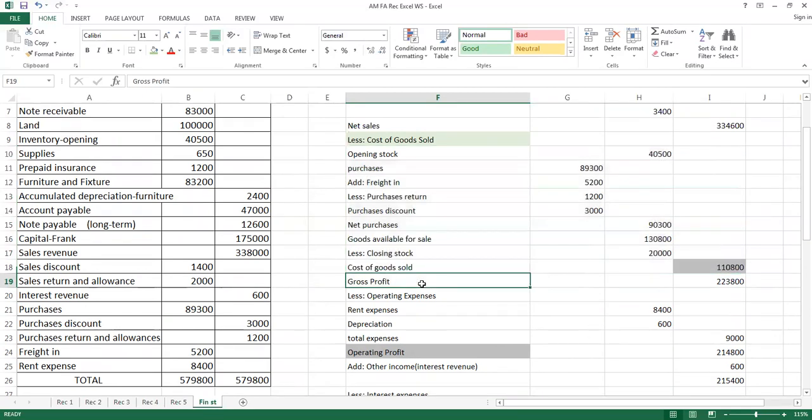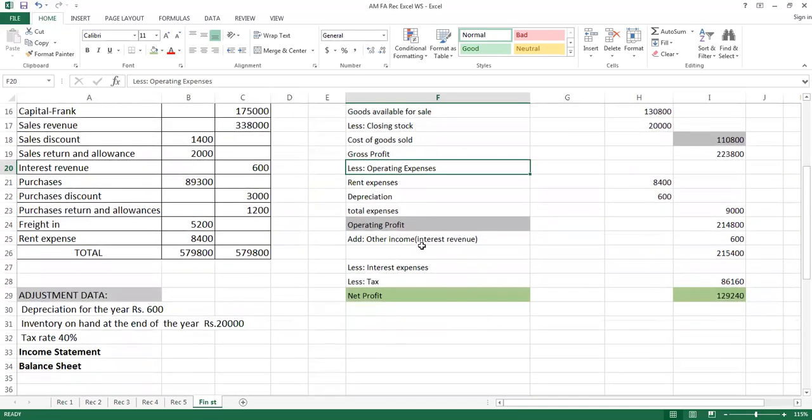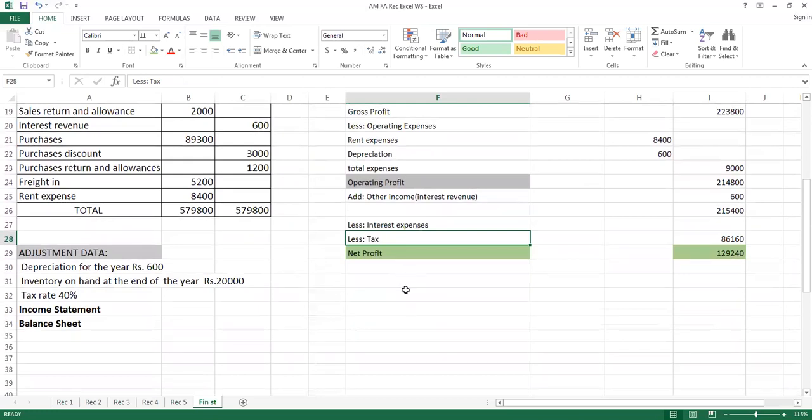Then you will reach gross profit. You will minus operating expenses. If you have any other income, you will add it. If you have interest expenses in your question, you will minus here. And in case the firm is getting any profit, then on that profit we will subtract tax. After deduction of tax, you will reach net profit.